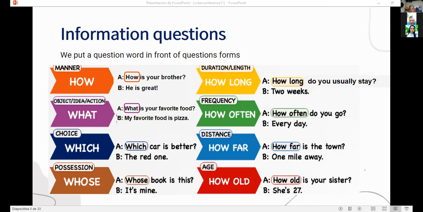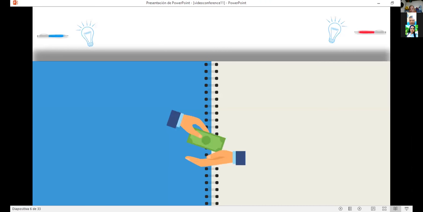Creo que ya todos terminaron de copiar. Yes, I'm seeing here that most of you already finished. Están en el chat. Very good. Okay, so we're going to continue. Vamos a continuar, okay?